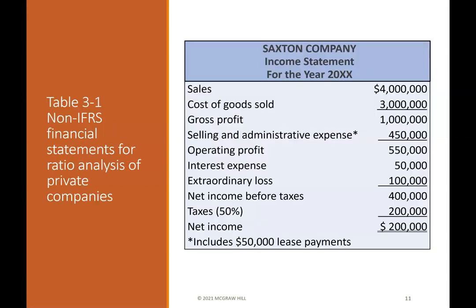Table 3-1, non-IFRS financial statements for ratio analysis of private companies. So we have the income statement for Saxton Company. You have its sales minus cost of goods sold to equal gross profit, minus selling and administrative expenses, which also includes a $50,000 lease payment, which is fixed, to give you operating profit, or earnings before interest and taxes, minus interest expense and an extraordinary loss to get net income before taxes, which is also earnings before taxes, minus your taxes to get net income, which is also earnings after tax.